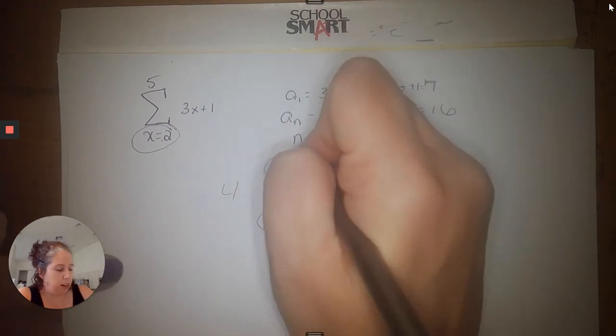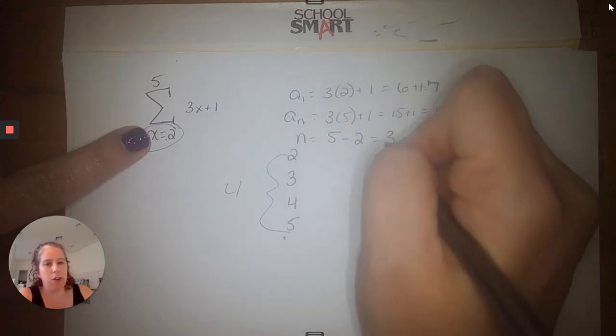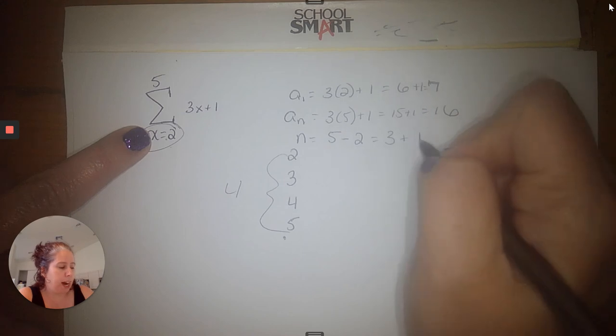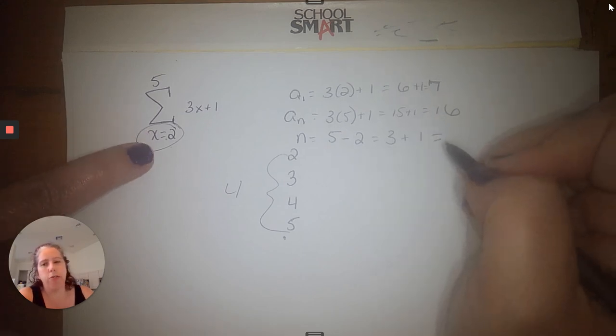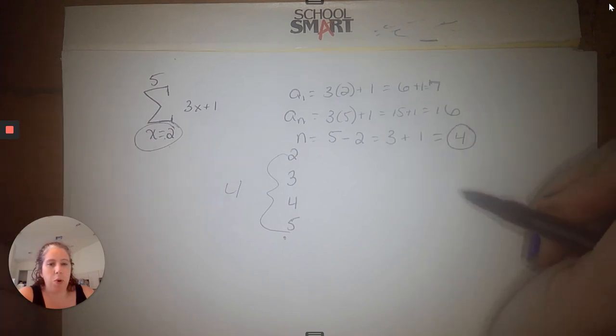So to get N, you do the top number, which is 5, minus the bottom number, which is 2. That gives me 3, right? That's what you thought it was. But you gotta add 1 back in. The reason why, you gotta take into account this number. Okay, so that's gonna be 4.